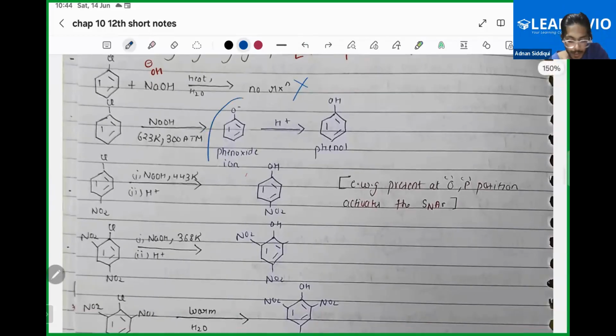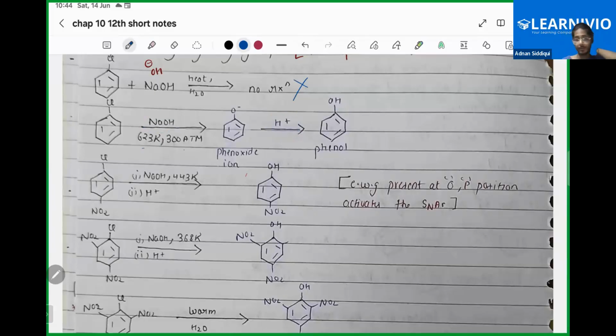In the presence of base, we cannot form an acid. Phenol is an acidic compound, so the last step is to give it an acidic environment. Basically, we have to provide H positive. So the first step is NaOH, high temperature, high pressure, followed by acidic workup, or H positive you can add. Okay, so this is the Dow process.